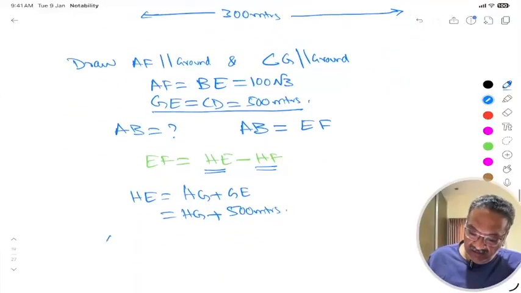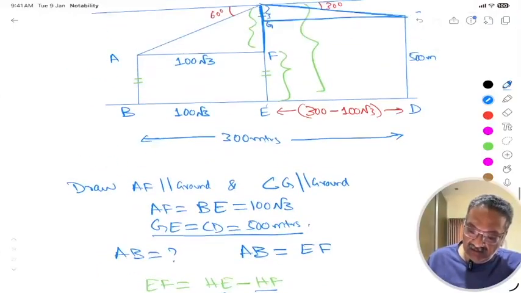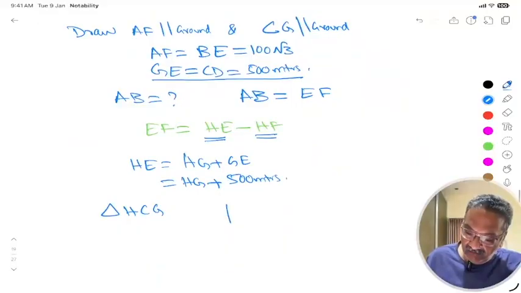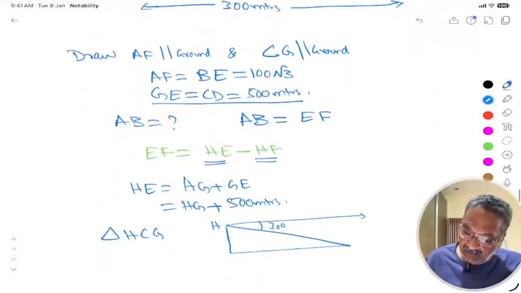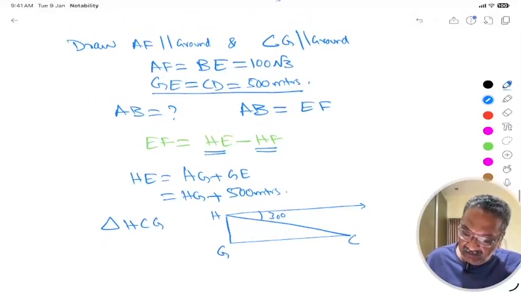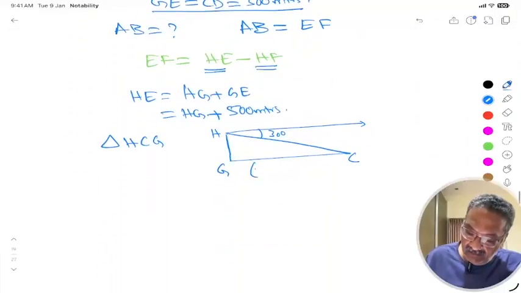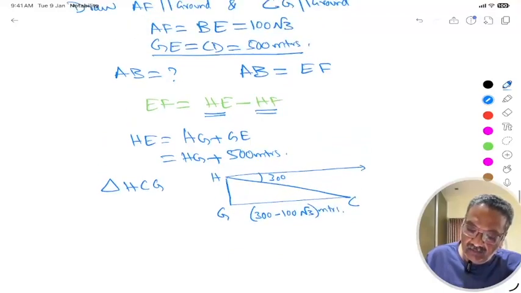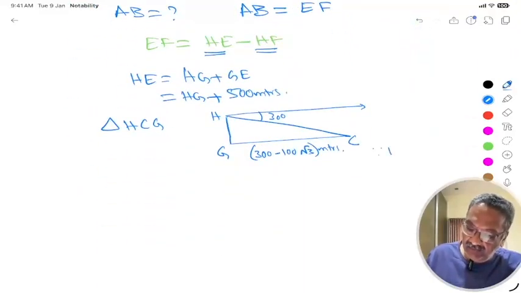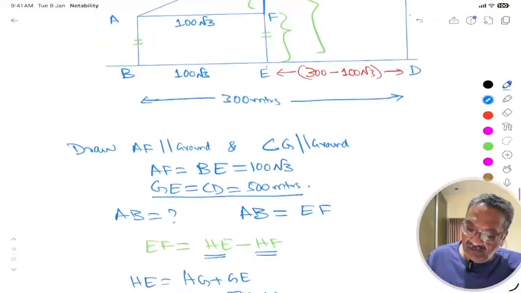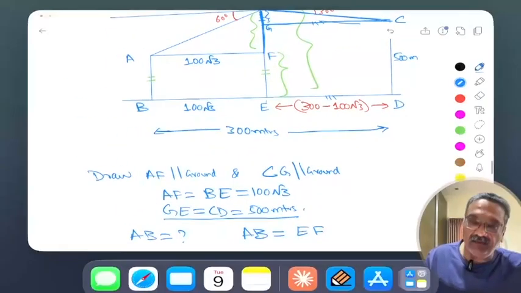HCG. Take triangle HCG. I have this. This is given to be 30 degrees. H, C and G. How much is GC? This we know as 300 minus 100 root 3 meters, because ED is equal to GC. This distance will be the same. Okay.